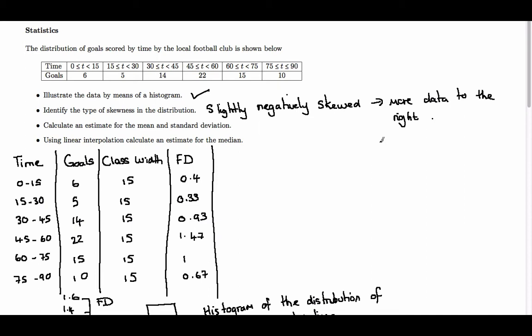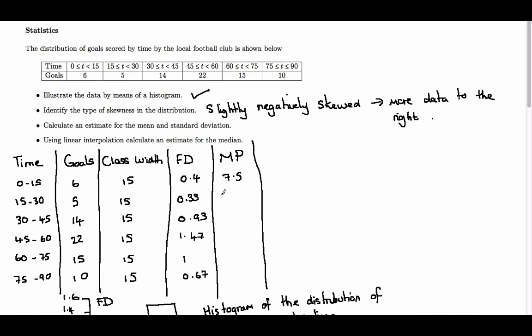So in this next part, I've been asked to calculate an estimate for the mean and standard deviation. Now, as I've got group data, I need to introduce the midpoint of my group. So the midpoint is the average of the maximum value and the smallest value in the group. So the average of 15 and 0 is 7.5. So my midpoint is 7.5.